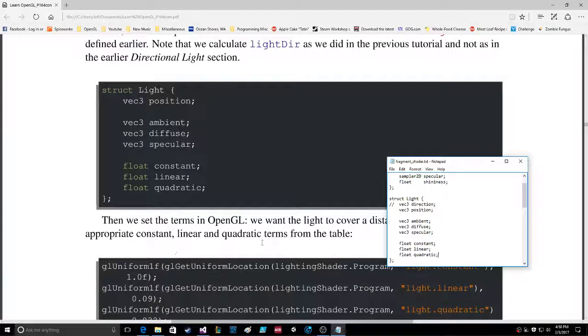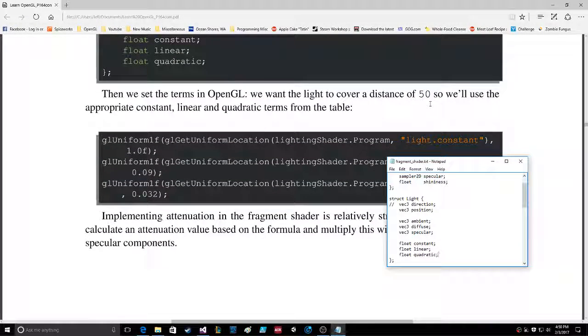Then we set the terms in OpenGL. We want the light to cover a distance of 50.